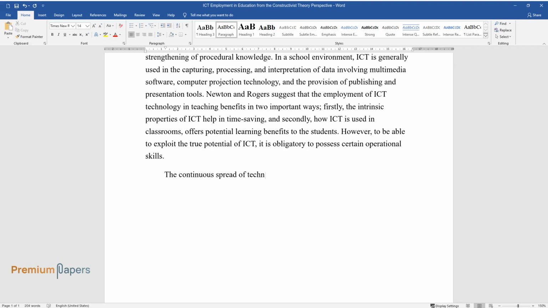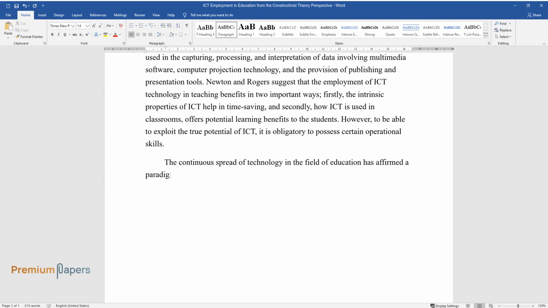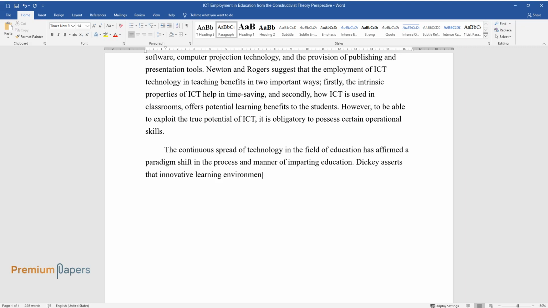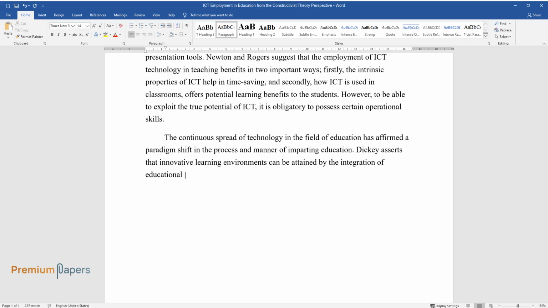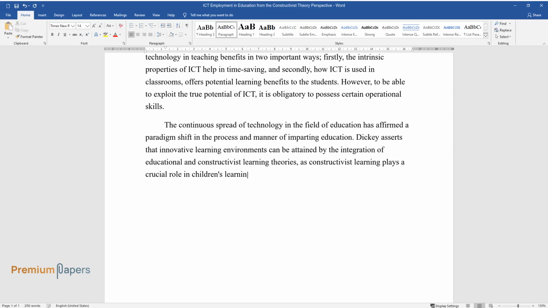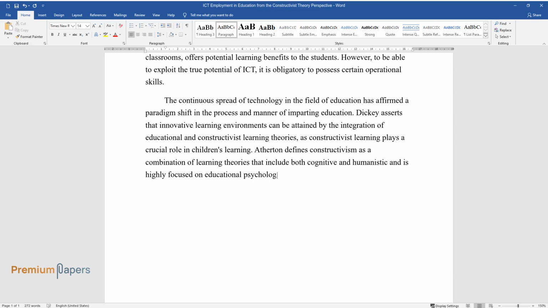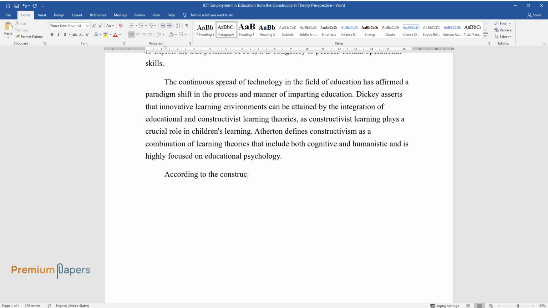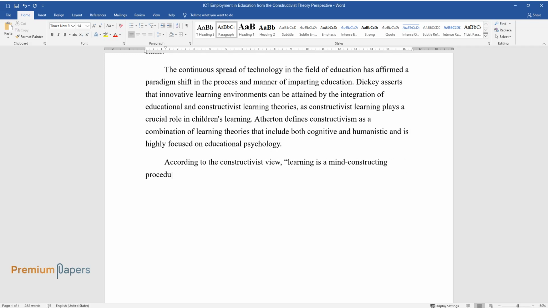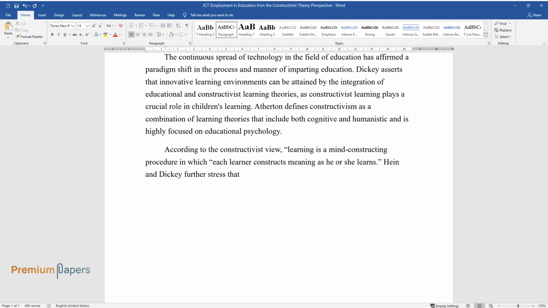The continuous spread of technology in the field of education has affirmed a paradigm shift in the process and manner of imparting education. Dickey asserts that innovative learning environments can be attained by the integration of educational and constructivist learning theories, as constructivist learning plays a crucial role in children's learning. Atherton defines constructivism as a combination of learning theories that include both cognitive and humanistic and is highly focused on educational psychology. According to the constructivist view, learning is a mind-constructing procedure in which each learner constructs meaning as he or she learns.